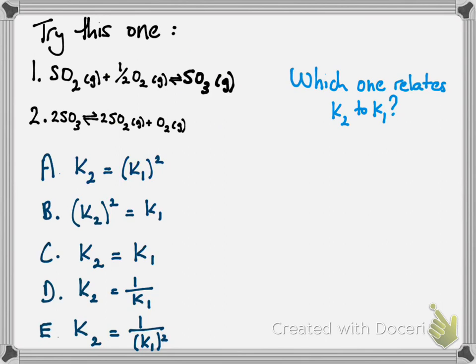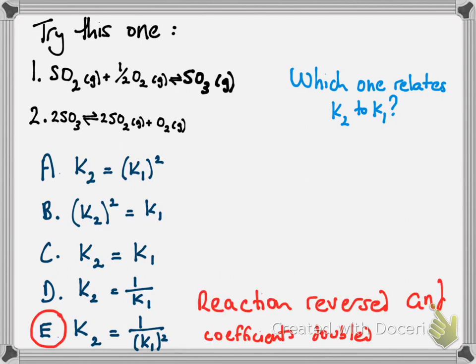I want you to try this question. Write it all out, or just have a look at it on the screen, and it's multiple choice. Which one relates K2 to K1? Note, I've got rid of all the little c's to make it easier for you. So I want you to pause it and work out the answer. You should have the answer being E, i.e. the reaction has been reversed and the coefficients have been doubled. Thank you.